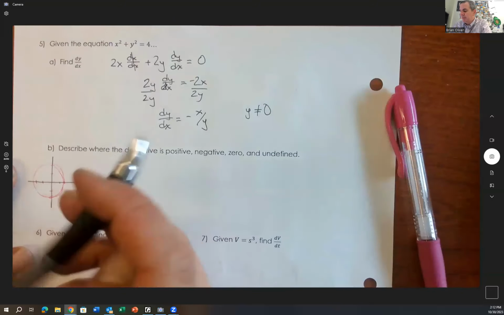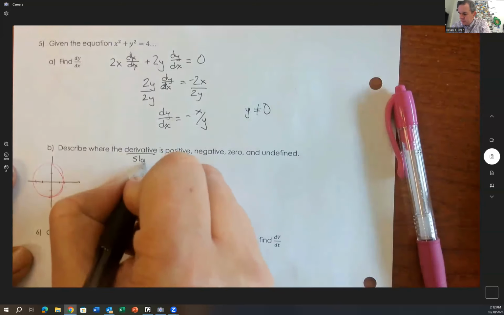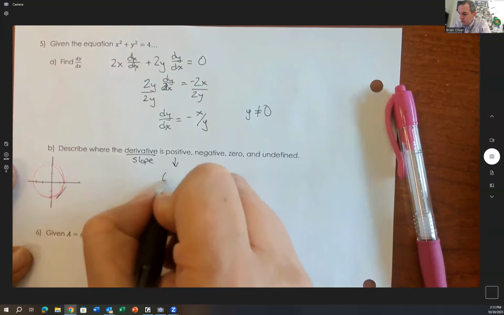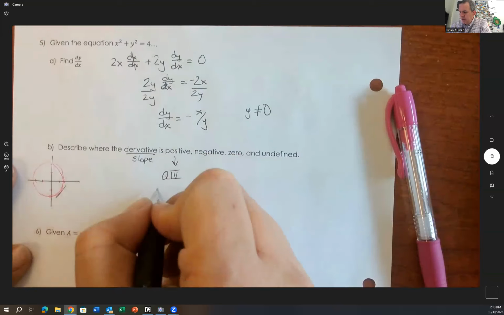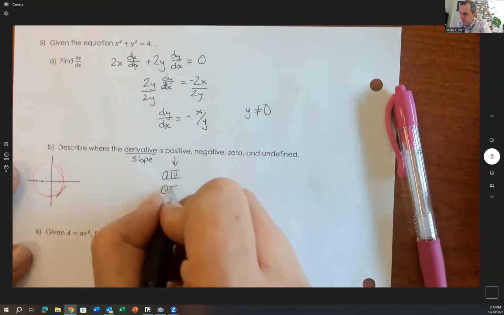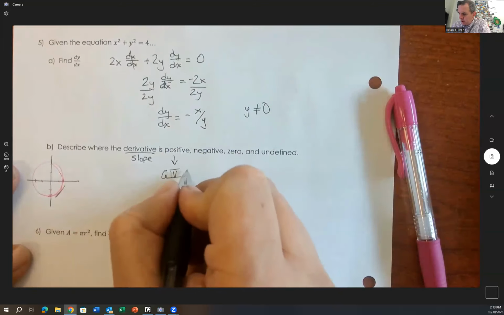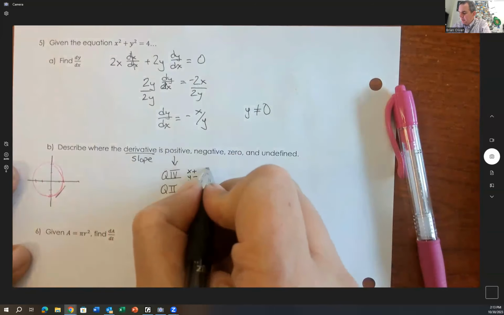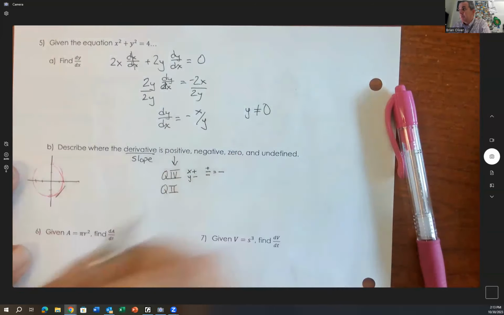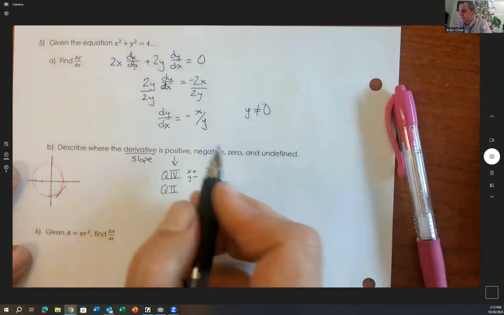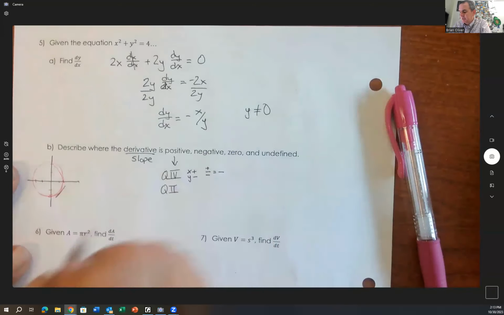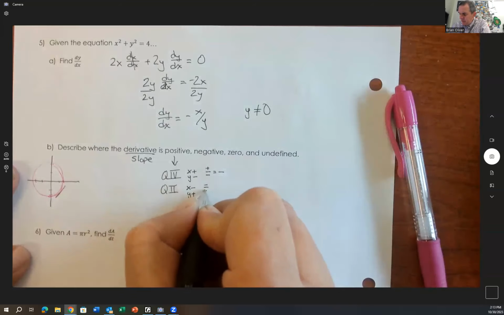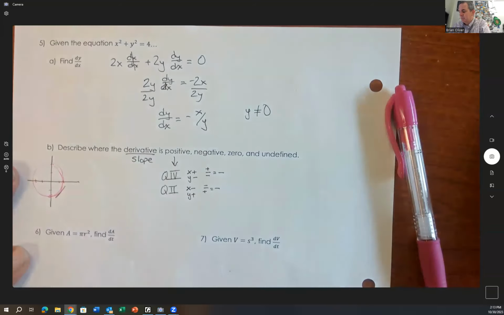Where is the derivative going to be positive? If you think of the derivative as slope, where are you going to have positive slopes? You're going to have positive slopes in quadrant 4 and in quadrant 2. The reason is that in quadrant 4, your x's are positive and your y's are negative. A positive number over a negative number gives a negative number, but then we have that negative sign in front of it, so a negative times a negative makes it positive. Quadrant 2 is the same, because x is negative and y is positive, so we get a negative over a positive, which gives a negative, and the negative sign in front makes it positive.